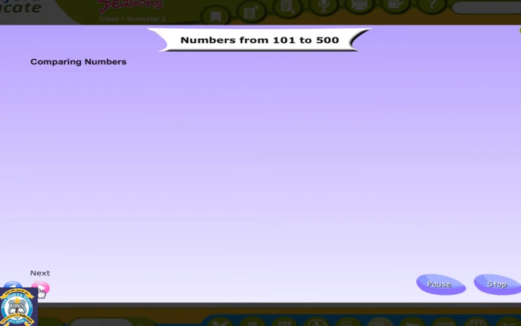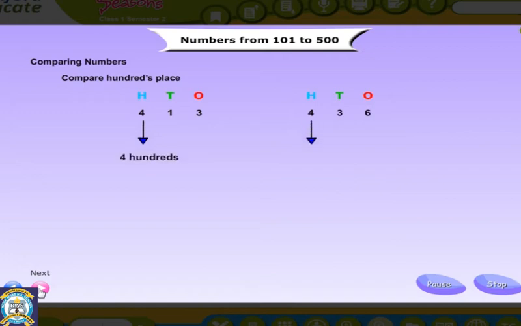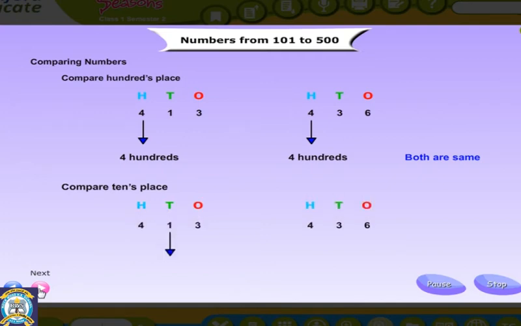Comparing numbers. Let us compare two numbers to find which is bigger and which is smaller. Compare hundreds place. Both are same. Compare tens place. One ten is lesser than three tens. Therefore, 413 is lesser than 436, or 436 is greater than 413.